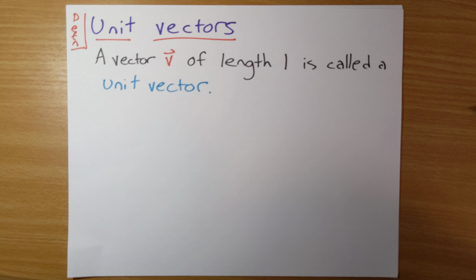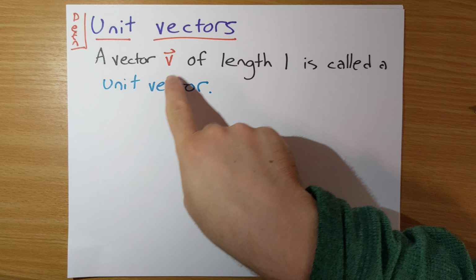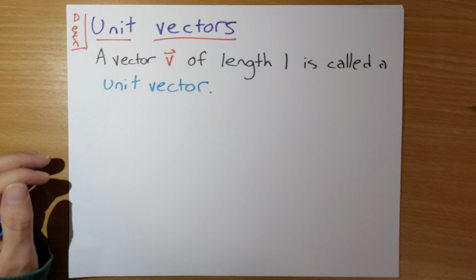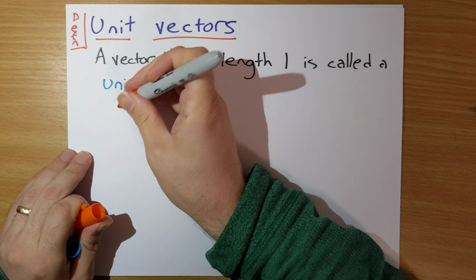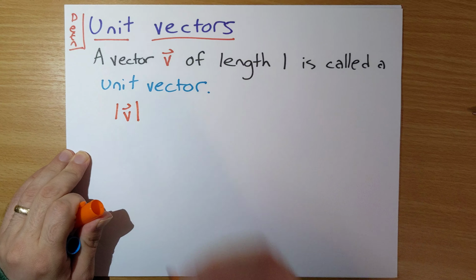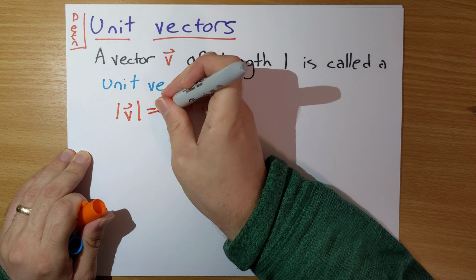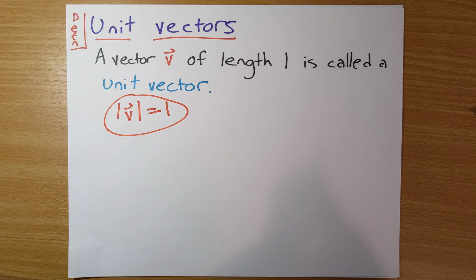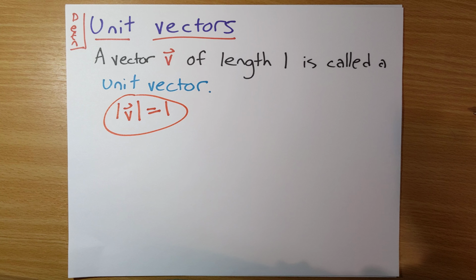One important type of vectors that we care about are the unit vectors. What are the unit vectors? A vector v of length 1 is called a unit vector. They're the vectors that have length 1, magnitude 1, whatever you want to say there. So let me write this out. Formula: the length of v, the magnitude of v, is equal to 1. This is how we tell that a vector is a unit vector.